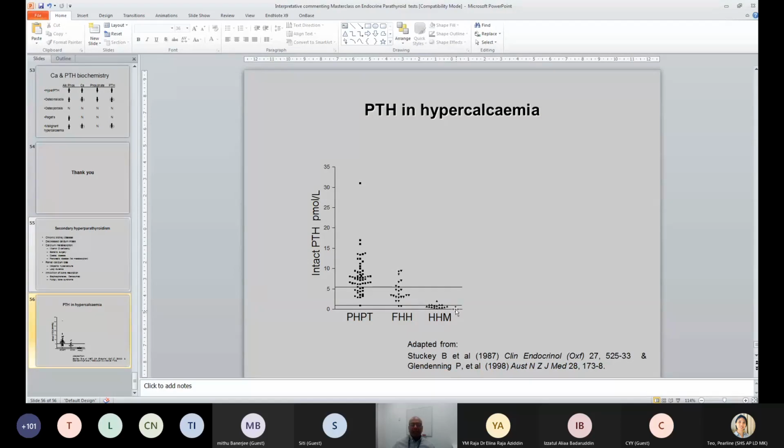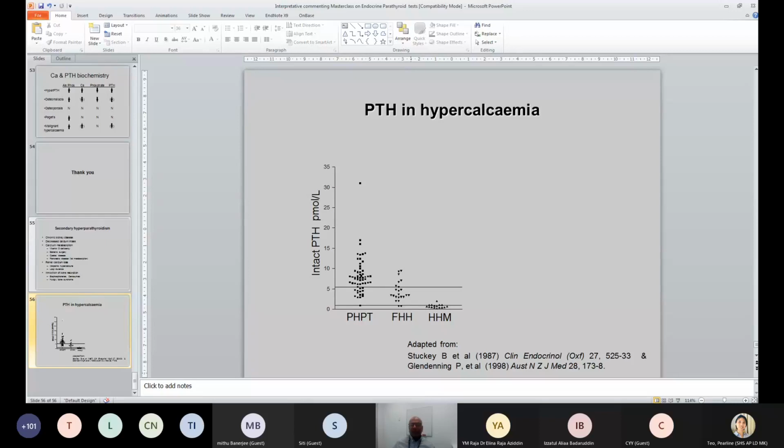In humoral hypercalcemia of malignancy, you can see clearly suppressed PTH, or at the lower third of the reference interval. And then familial hypocalciuric hypercalcemia, where the PTH is only slightly raised or generally not suppressed, usually within the reference interval. In fact, there are a couple which seem to be suppressed, which is an anomaly. Generally, the PTH is within the reference interval.